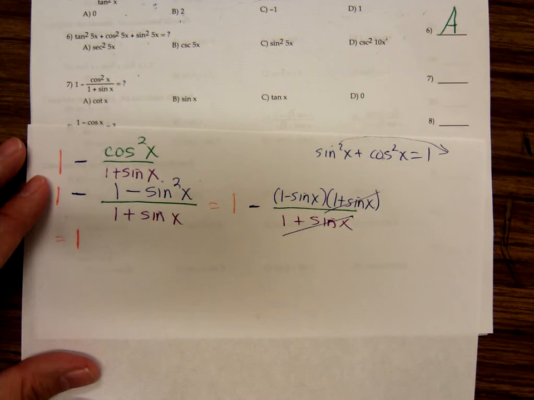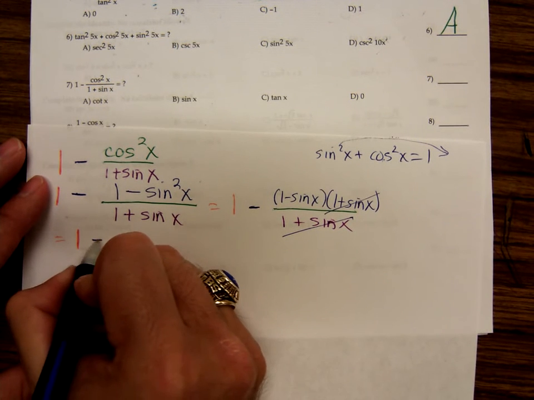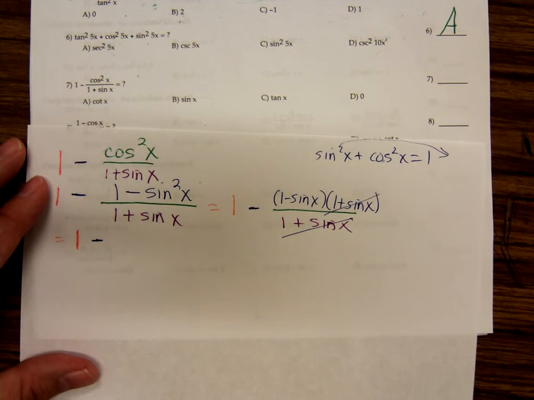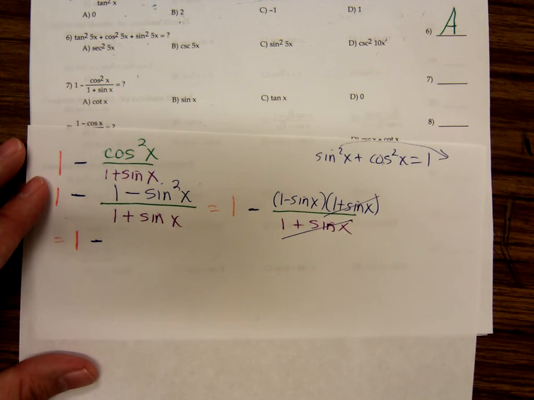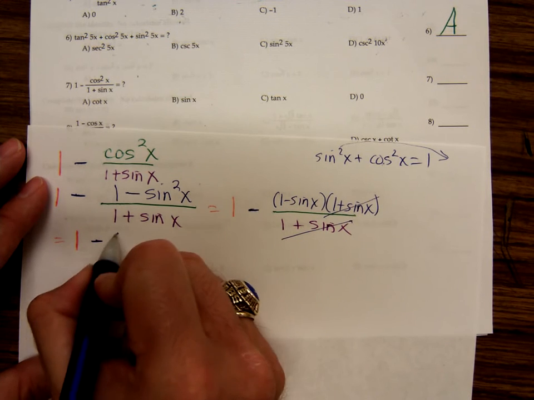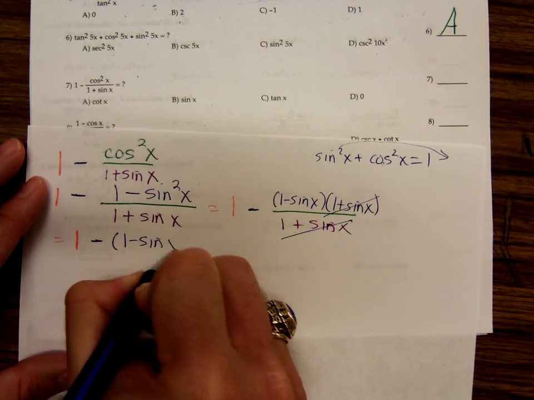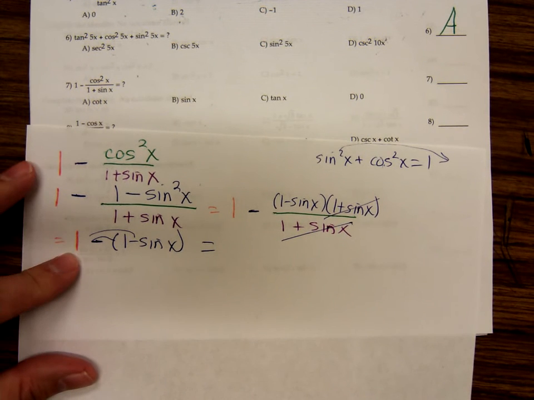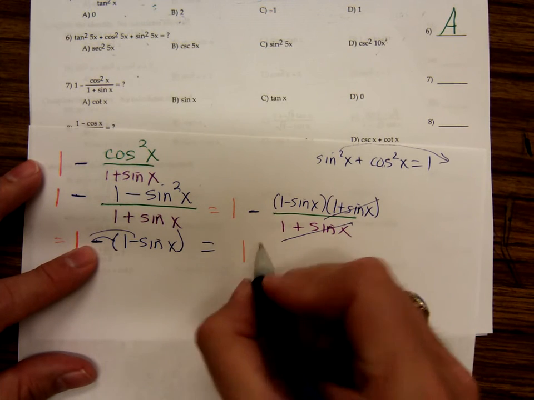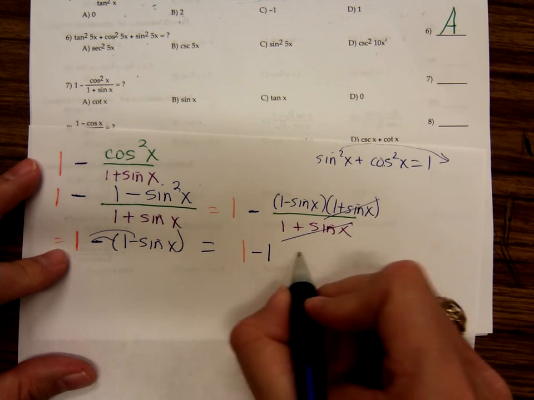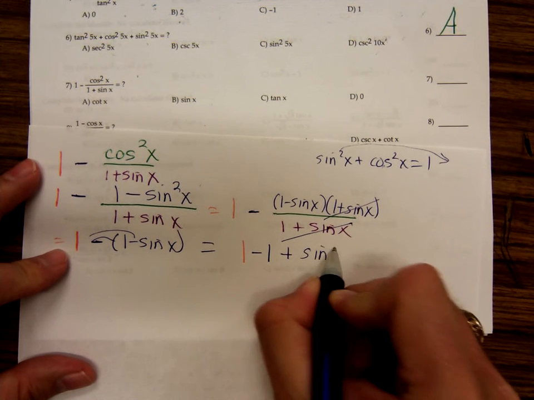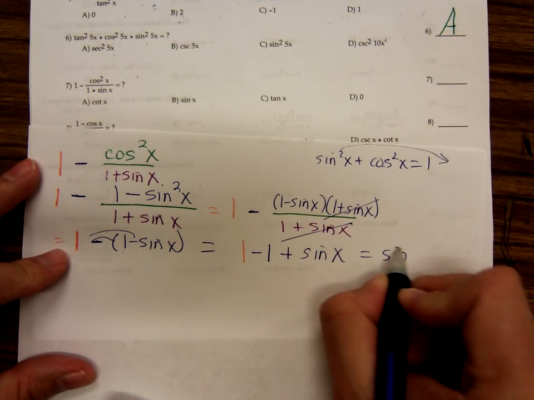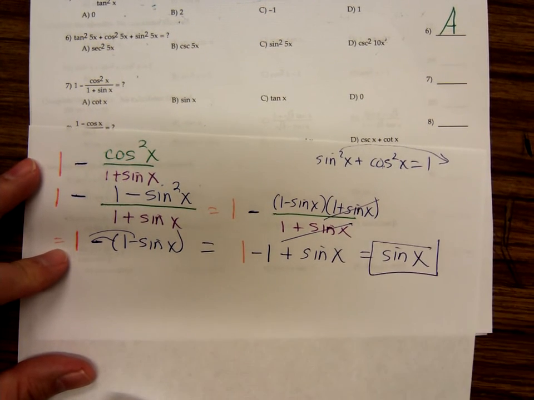1 minus, we still have this parentheses 1 minus sine x. So it looks like we can distribute this minus here. So we have the orange 1, then minus 1, so those 1s are gone, and then plus sine x. So all we have left there is sine x, so that's B.